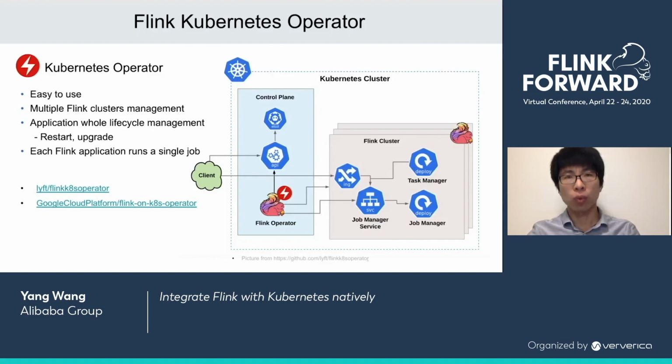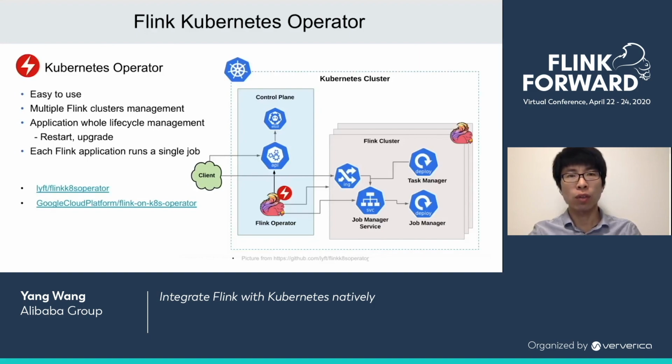Next, we will use an Operator as a control plane to manage all the Flink applications. Operators are software extensions to Kubernetes that make use of custom resources to manage applications and their components. Operators systematize human knowledge as code. It could help us make Flink cluster deployment easier. Also, it could support multiple Flink cluster management and whole lifecycle management for each application, including configuration update, user code upgrade, restart, and so on.